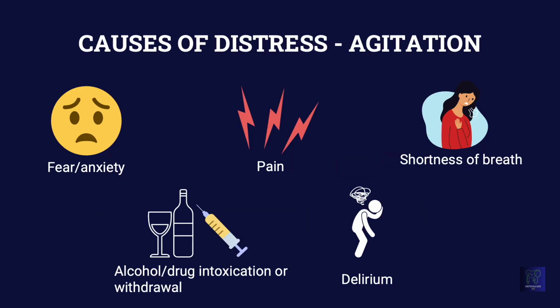As we have seen, ICU is a unique environment where factors leading to distress are common. Distress can be in the form of fear and anxiety, pain, shortness of breath, withdrawal from drug or alcohol, and delirium. Keep in mind that one patient may be experiencing all of these or multiple of these at the same time. Common example would be someone on the ventilator, which is probably the most common reason for sedation in ICU.